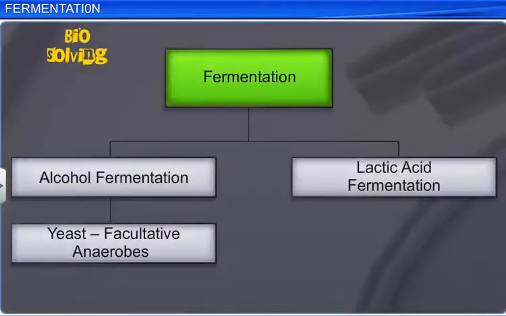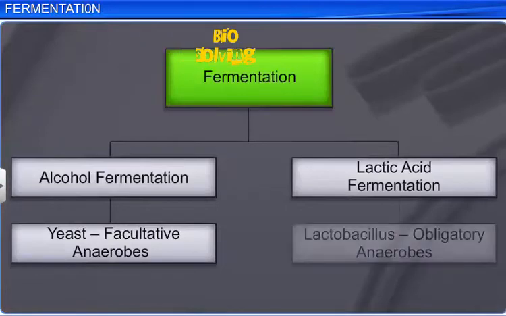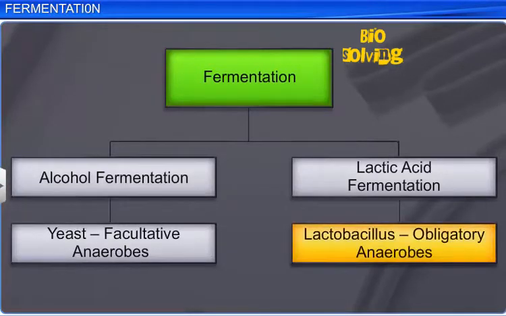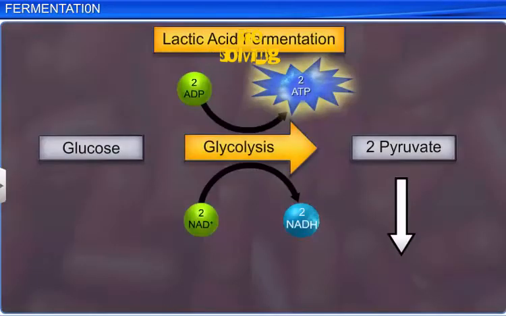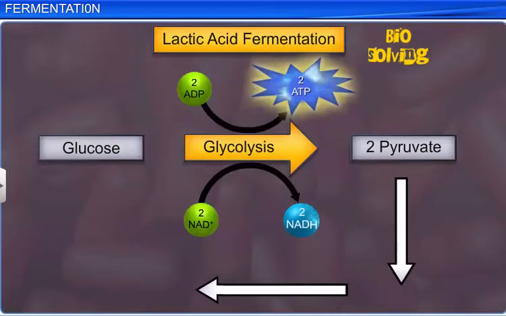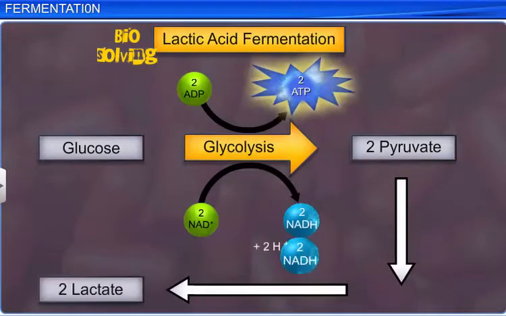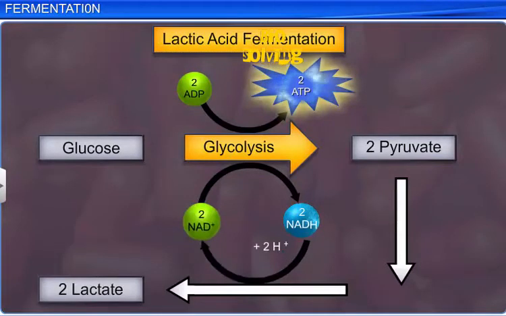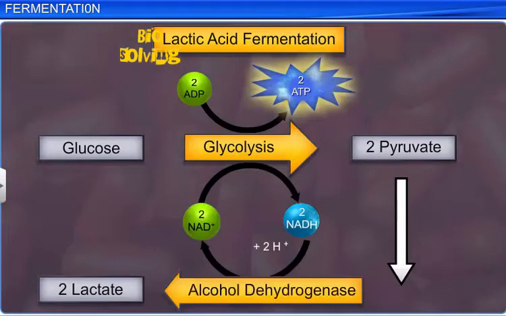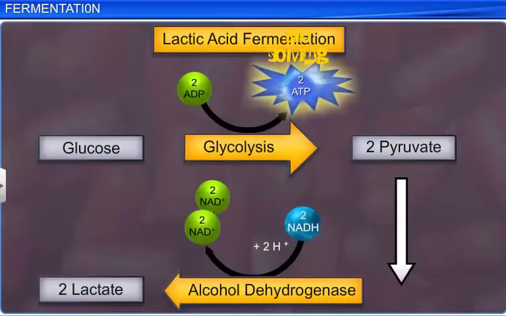The fermentation of lactic acid is carried out by bacteria like lactobacillus, which are obligatory anaerobes. In them, pyruvic acid is reduced to lactic acid or lactate. The NADH formed in the glycolysis process is reoxidized to NAD+ by alcohol dehydrogenase to be reused in the glycolysis process.